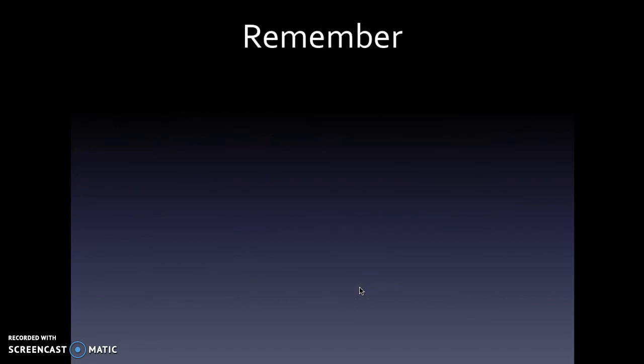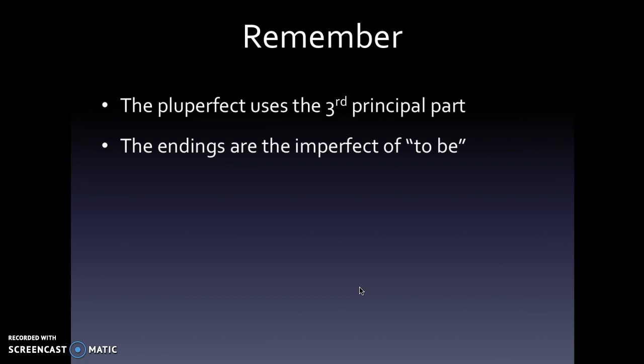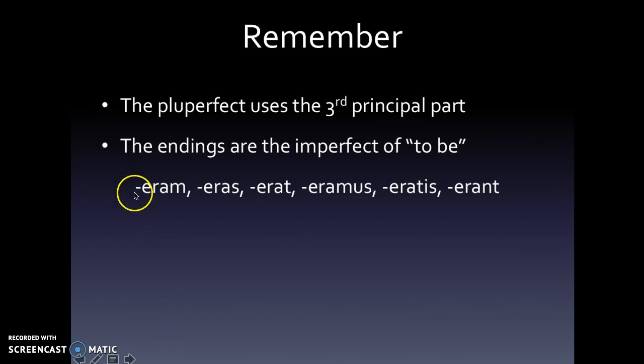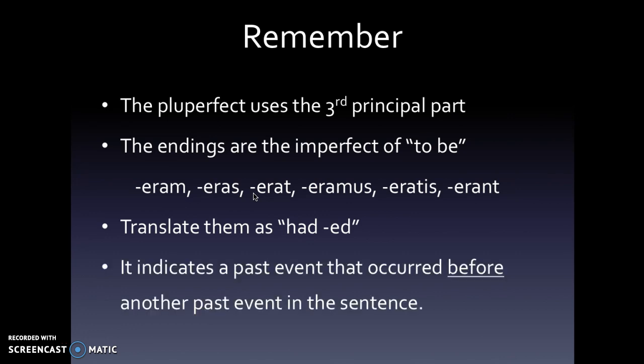So, quick summary for pluperfects. Always remember, first, the pluperfect uses the third principal part of a verb. The endings are the imperfect of to be: eram, eras, erat, eramus, eratis, erant. The dashes here indicate that in this context, these are not independent words standing alone. These are endings. You translate them as had verbed. So had loved, had cooked. In English, of course, there's always going to be some irregulars like had run. It indicates a past event that occurred before another past event in the sentence.